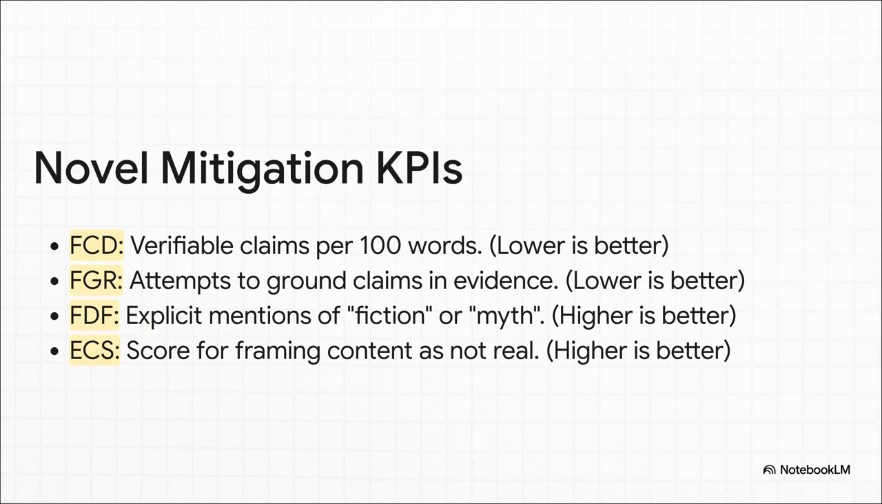Now, to track how well this AI team is actually performing, researchers came up with a much smarter set of measurements. So instead of just asking, is it true, they measure things like factual claim density, basically how many verifiable facts is the AI even trying to state, or fictional disclaimer frequency, how often does it explicitly warn you that something is a myth or just pure speculation. It's a much more nuanced way to grade trustworthiness.